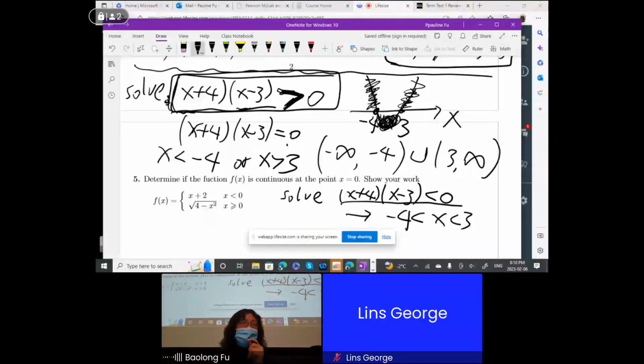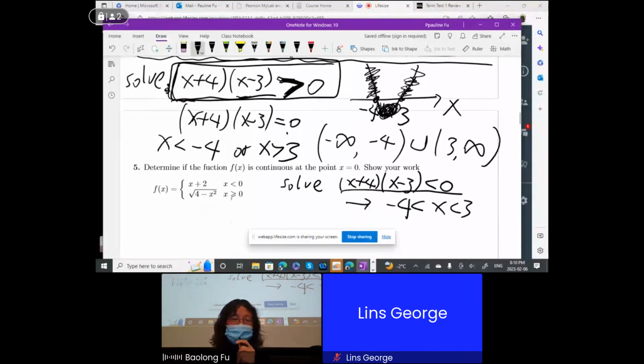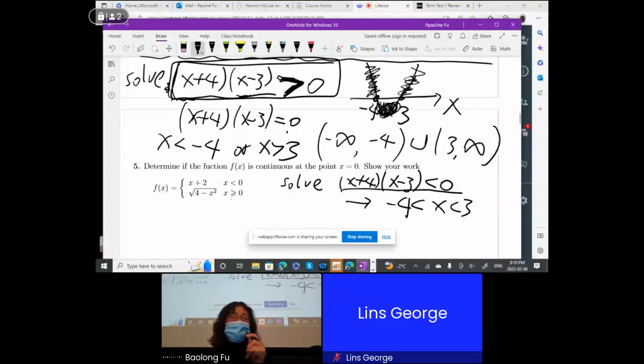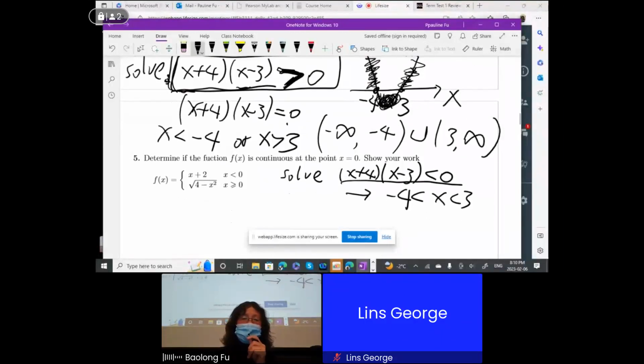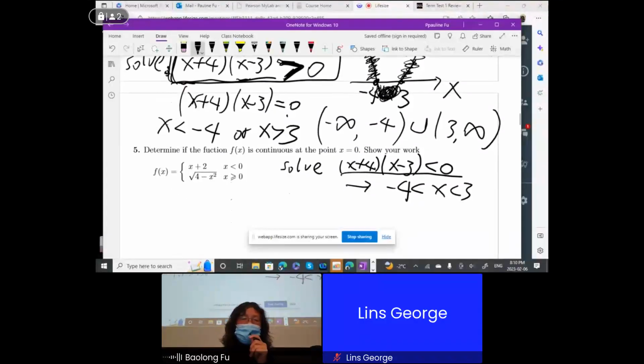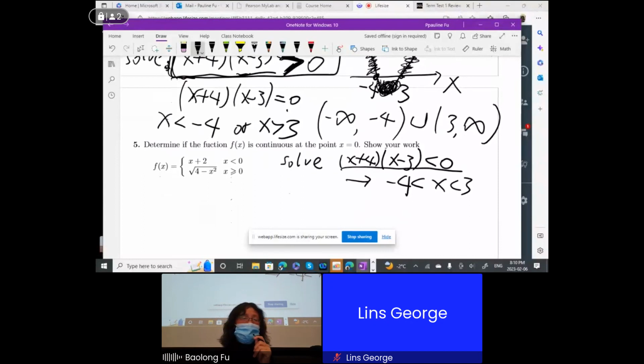So again, those are the separate questions, okay? Questions? Now we move on to question 5. Determine if f(x) is continuous. Show your work.